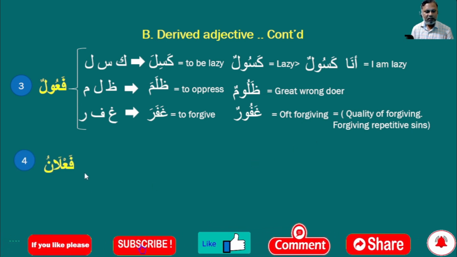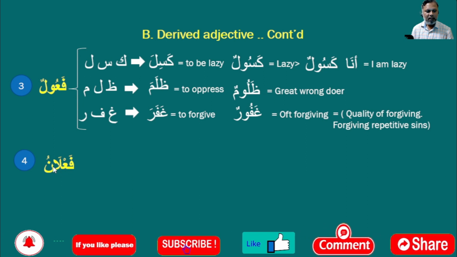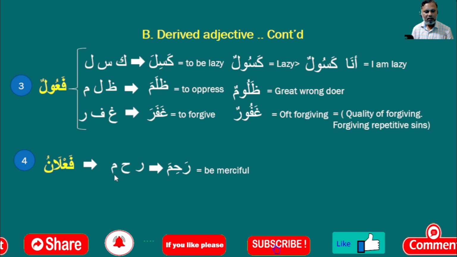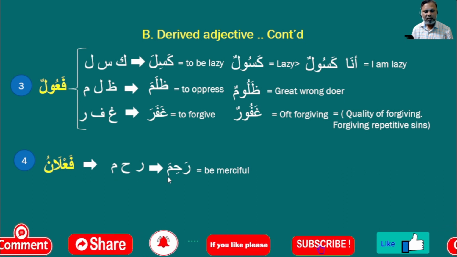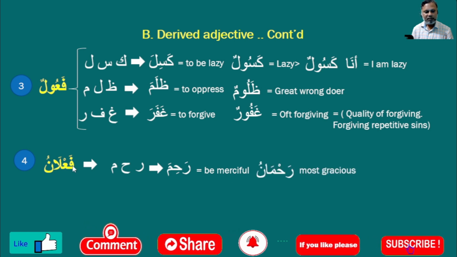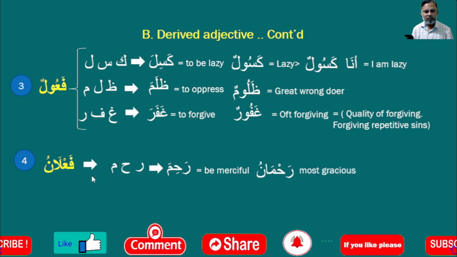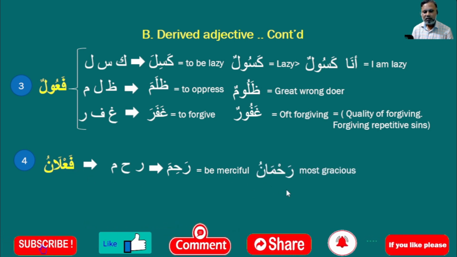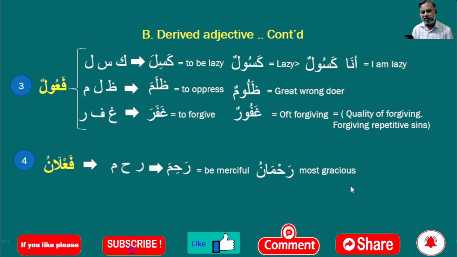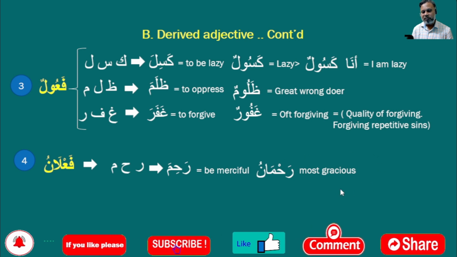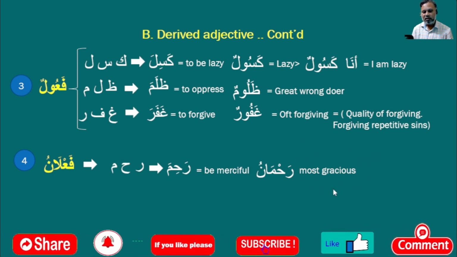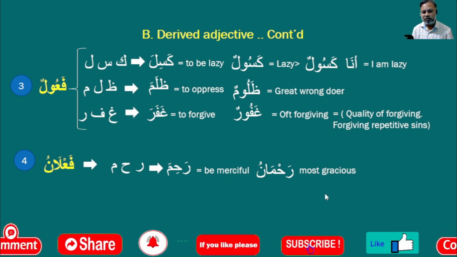Number 4 pattern is fa'lanu. Fa'lanu pattern, for example, ra ha mim. Rahima means to be merciful. Under this pattern, it is rahmanu. Fa'lanu, rahmanu. Rahmanu means most gracious. This is the attribute of our most beloved God, Allah subhanahu wa ta'ala.